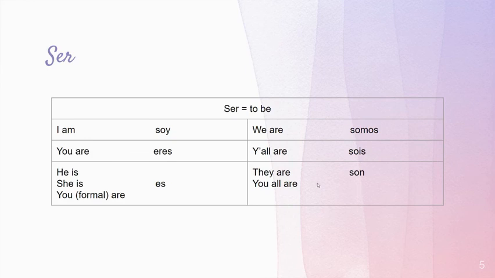And then down here we have they are. This could be boys and girls or just girls. And then you all are, and that is son. So the six different forms of ser here. Once again, just running through the verbs, we have soy, eres, es, somos, sois, and son.